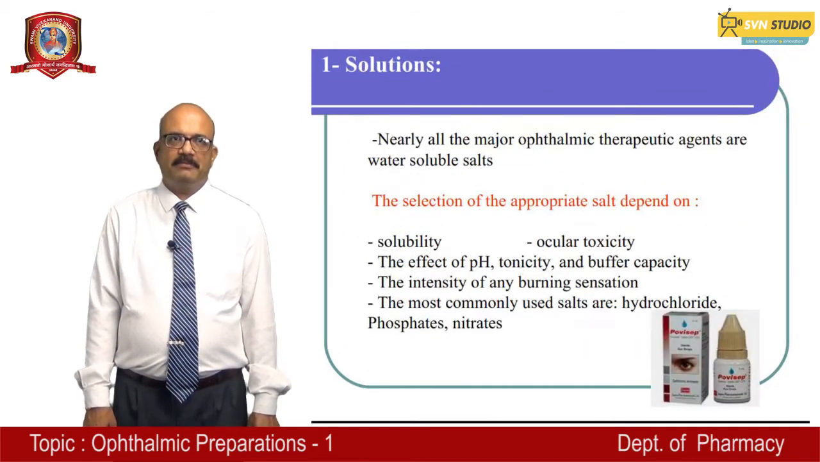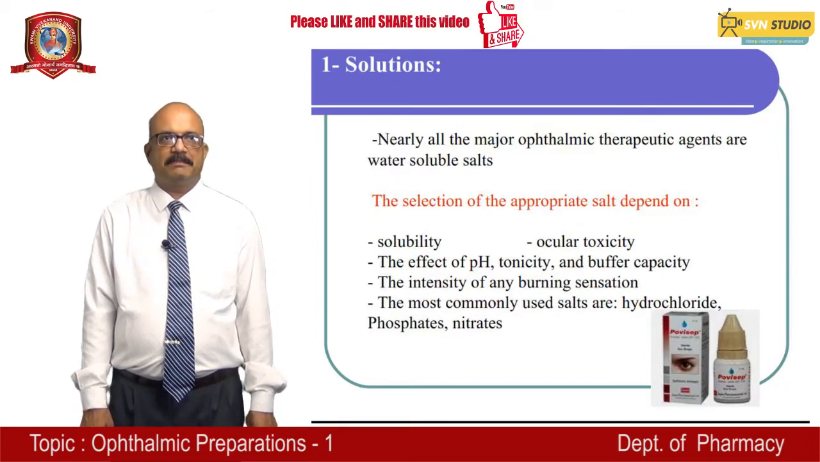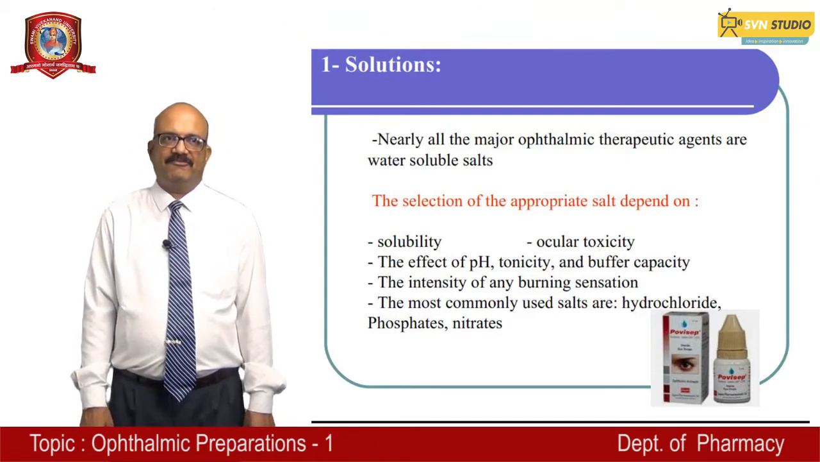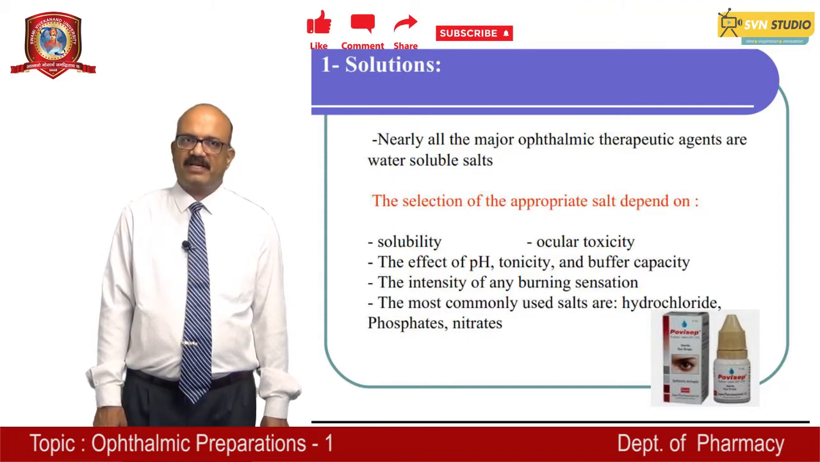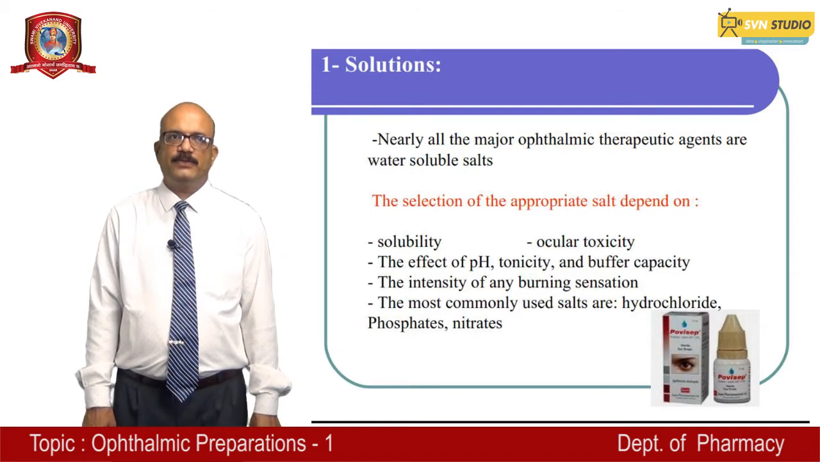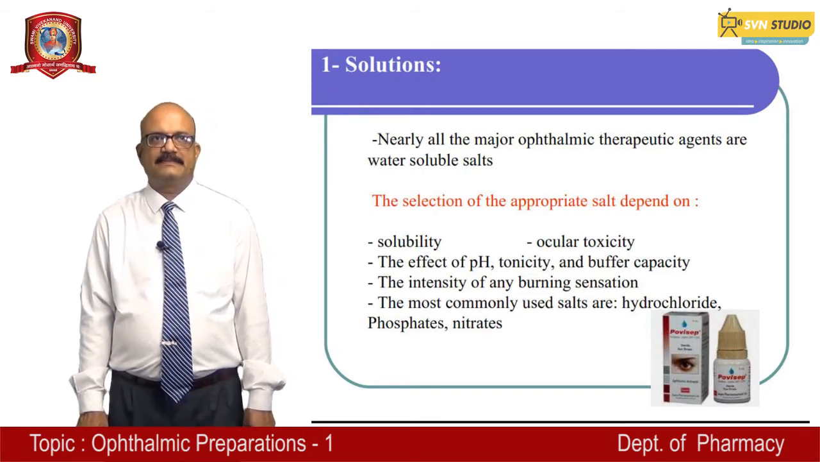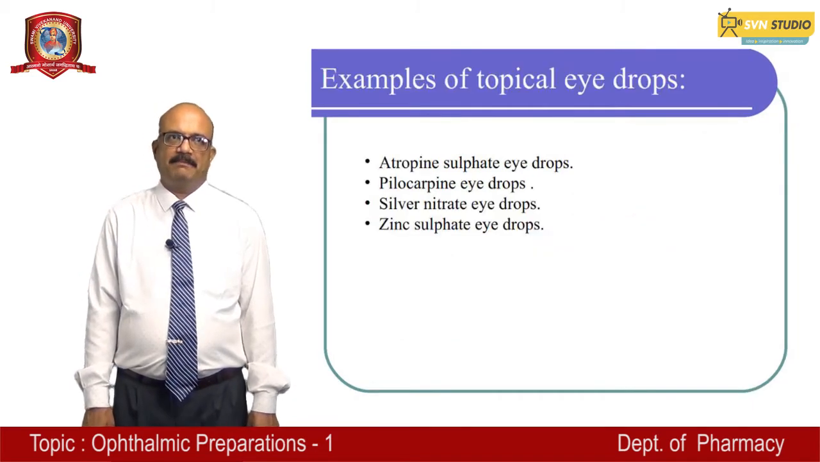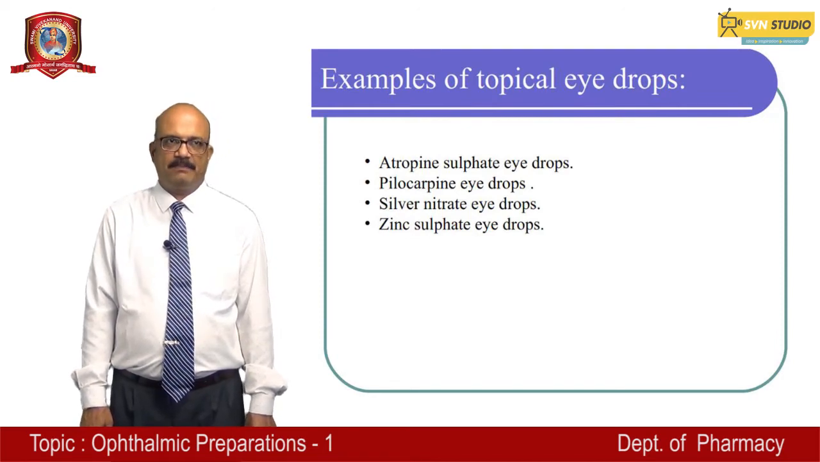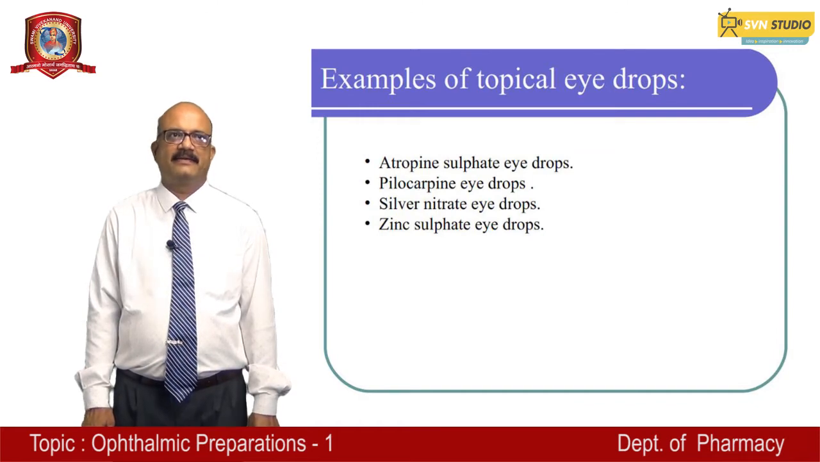Nearly all the major ophthalmic therapeutic agents are water soluble salts. The selection of the appropriate salt depends on the solubility, ocular toxicity, the effect of pH, tonicity and buffer capacity, and the intensity of any burning sensation. The most commonly used salts are hydrochlorides, phosphates and nitrates. Examples of topical eye drops containing drugs are atropine sulfate, pilocarpine, silver nitrate, and zinc sulfate eye drops.